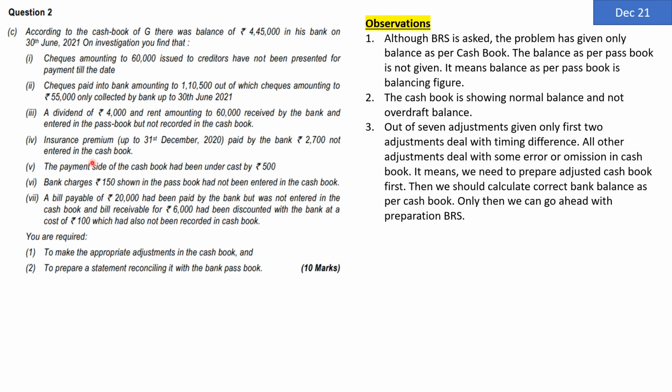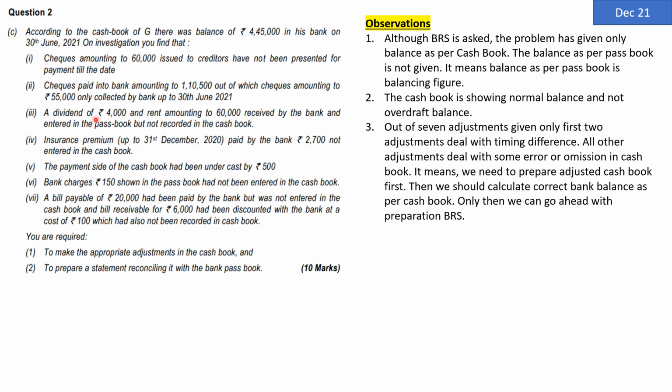Then comes the next part. Insurance premium up to 31st December 2020 paid by the bank rupees 2700 not entered in cash book. Now the first thing which may appear immediately in your mind is that sir, the date is given 31st December 2020 and this is up to 30th June 2021. What should we do? This date is not important. What is important is what is entered in the cash book and what is entered in the passbook. They have clearly told it is paid by the bank of rupees 2700, but it is not entered in cash book. Since it is paid by the bank, it must be there in passbook, but it is not there in cash book. We will record as a payment now in cash book.